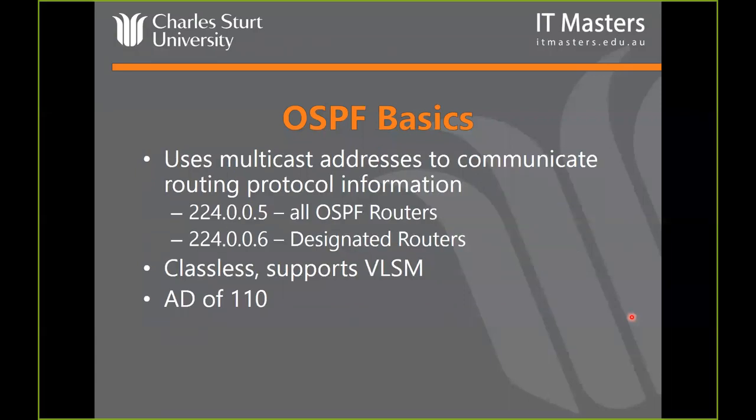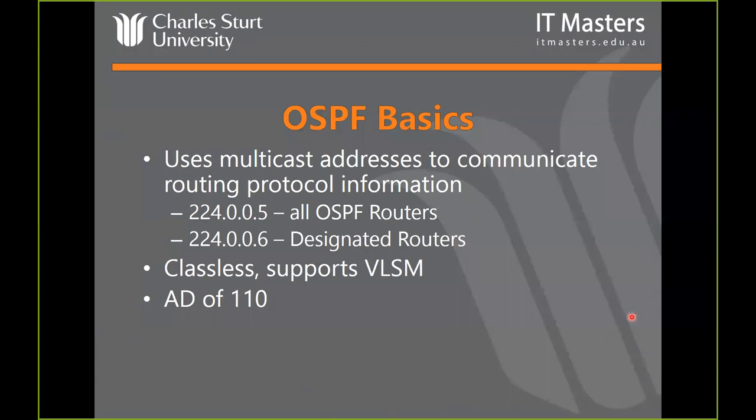It uses multicast addresses to communicate. Great. So broadcasts, don't worry about it. 224.0.0.5 is used to multicast information to all OSPF routers, whereas .6 is used to only communicate between designated routers. And we'll see what a designated router is shortly.